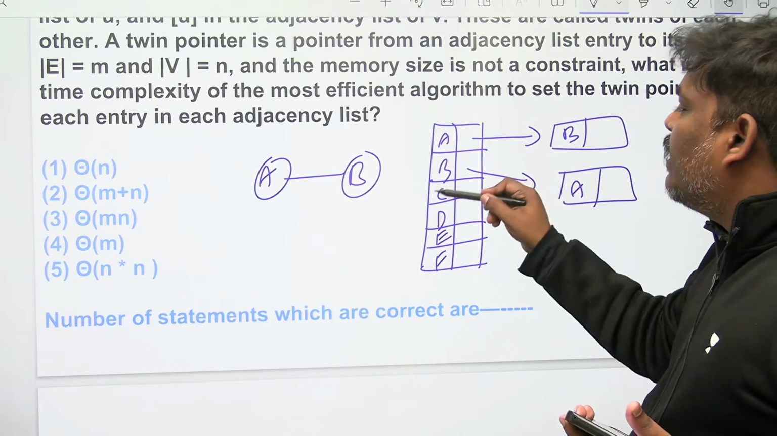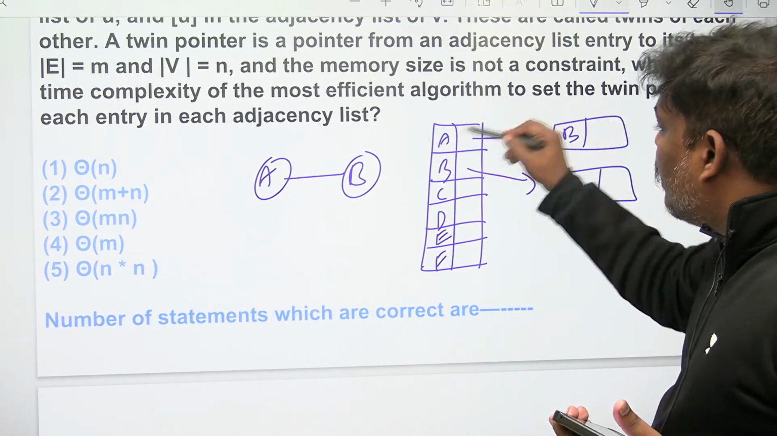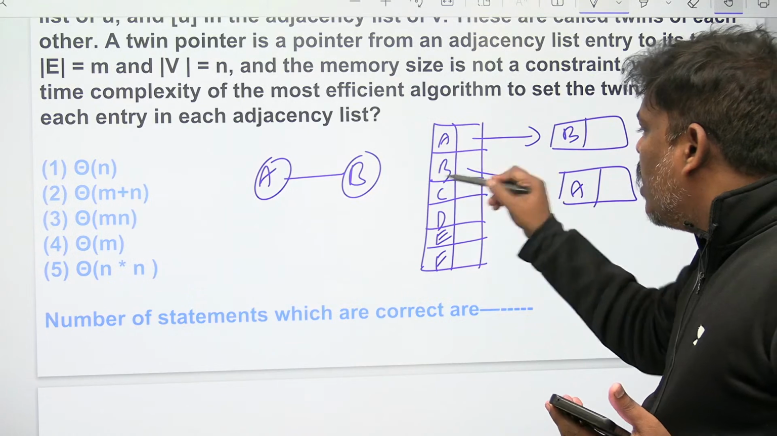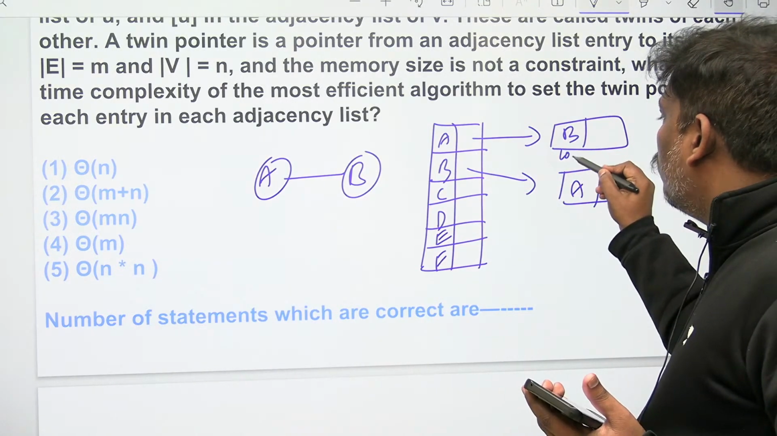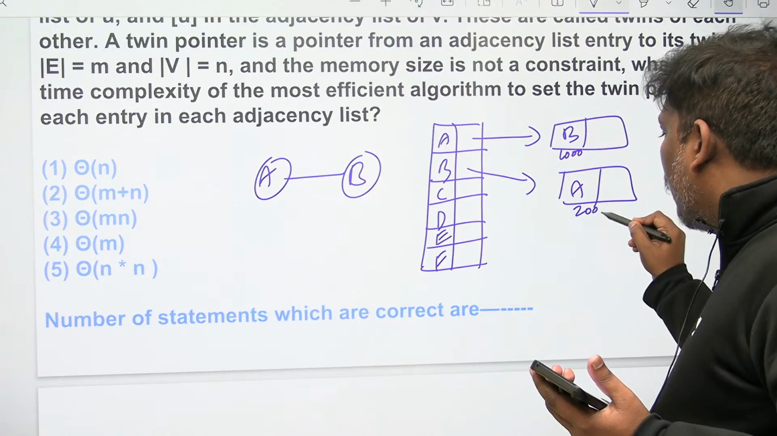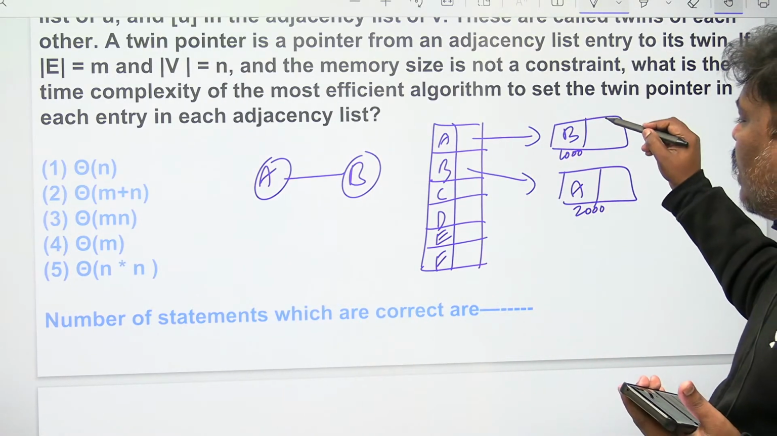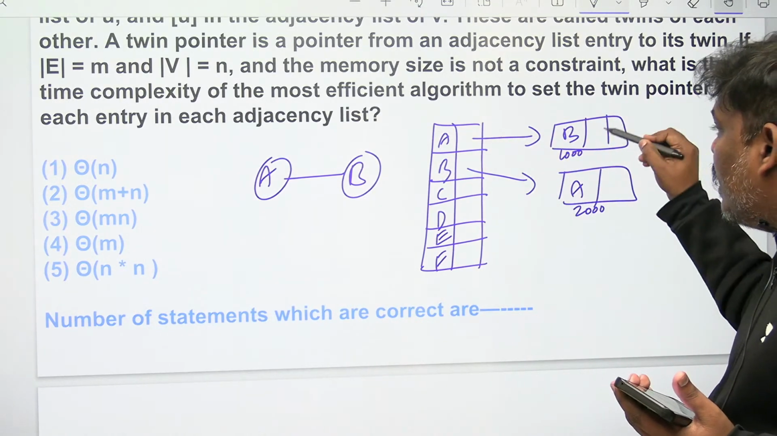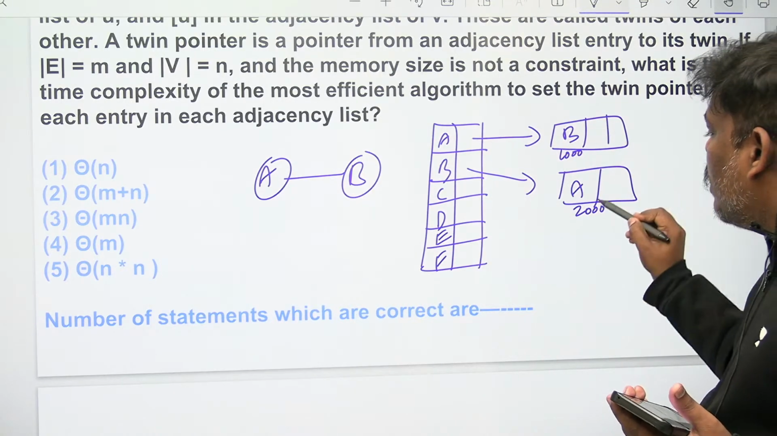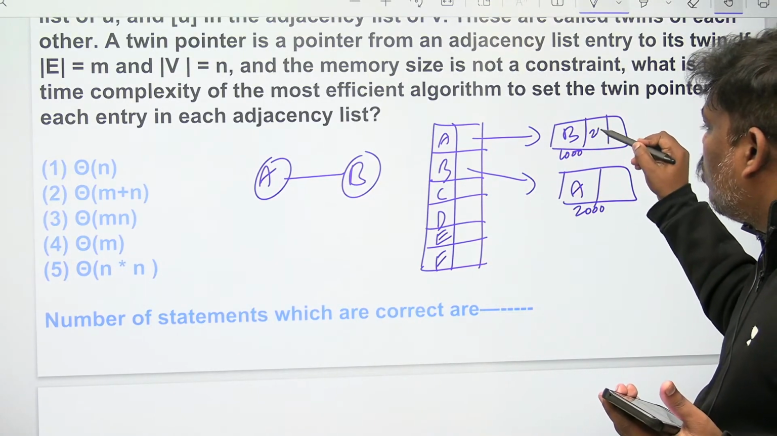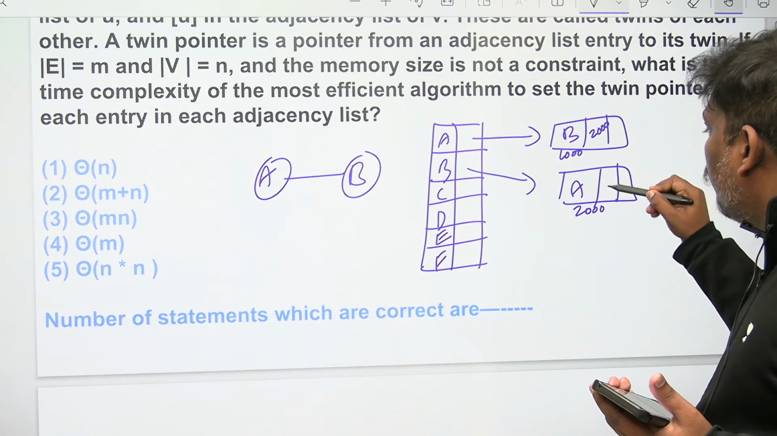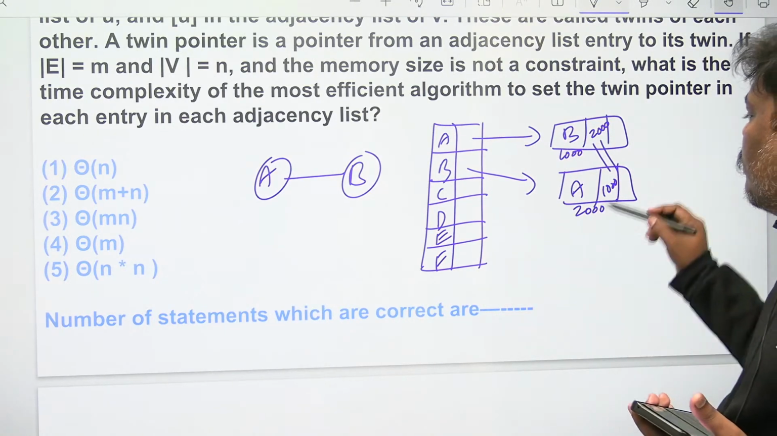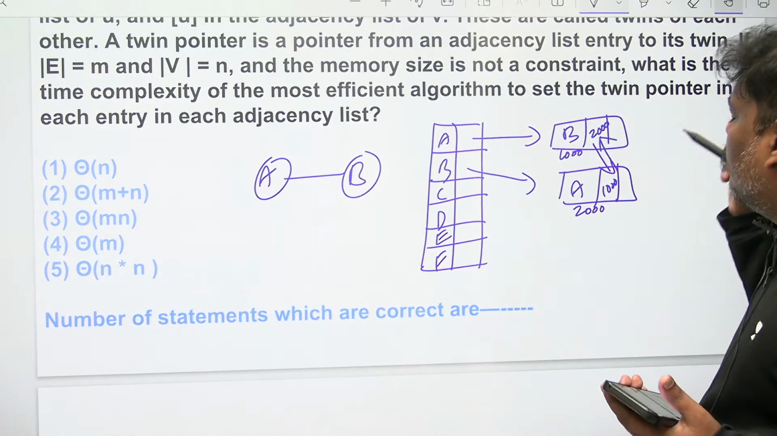So at a time, in A you create one node for B, and in B you create one node for A. After creating both the nodes, in A's adjacency list B and in B's adjacency list A, keep these two nodes' addresses in each other. What does that mean? Here you keep 2000, here you keep 1000. Because this A is pointing to its twin, this is called a twin pointer.